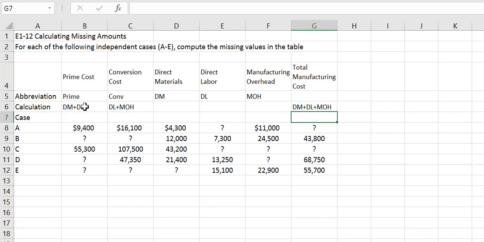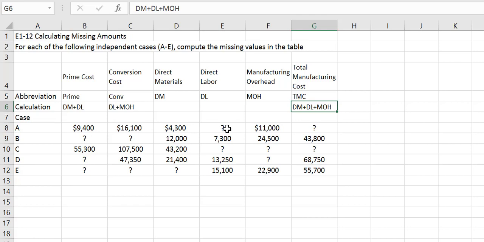Once we know the formulas for these costs, then we can backtrack and calculate any missing number. So we're going to start with case A. We've got this missing number of direct labor. There are a couple different ways that we might be able to calculate it.